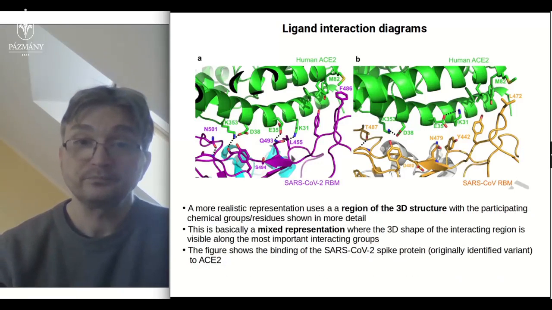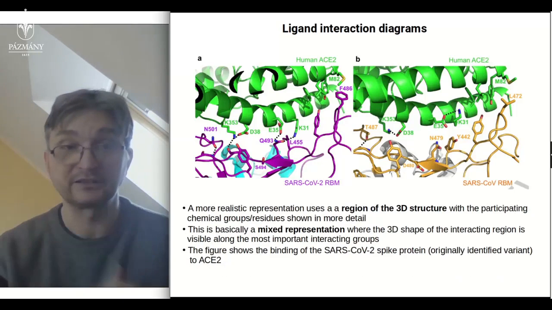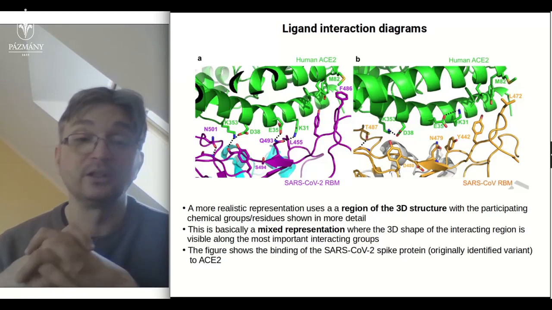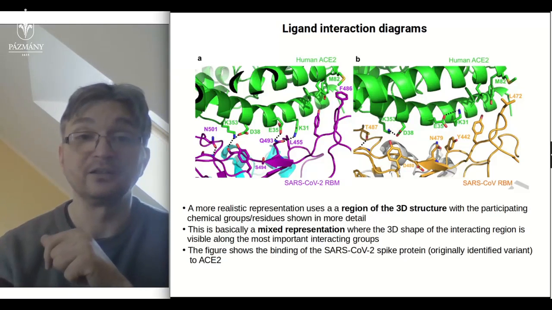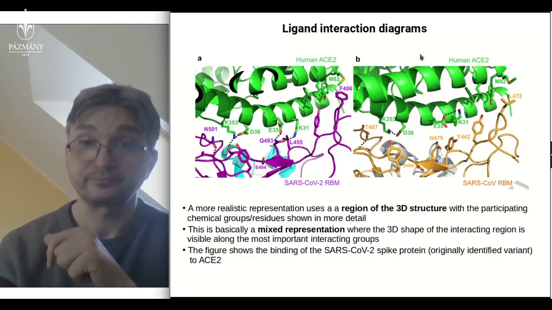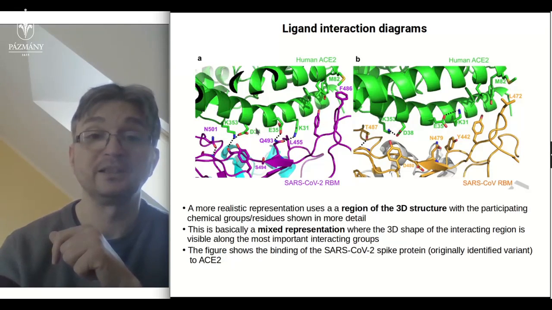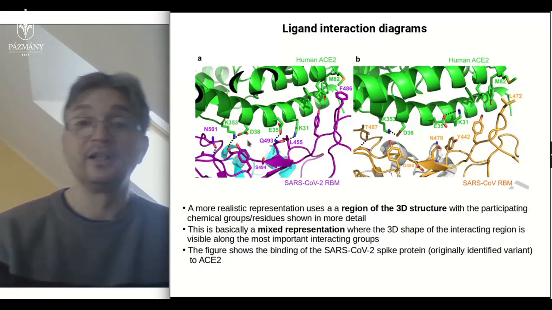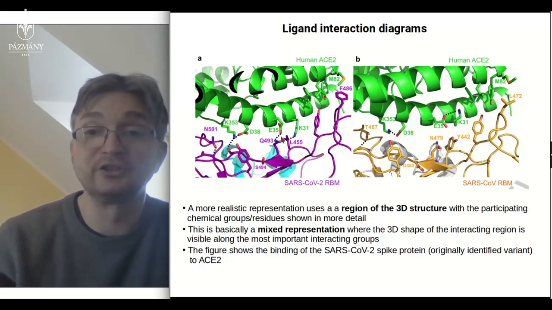Right. We can have other interaction diagrams here. These are between two proteins, the SARS-CoV-2 spike protein and the ACE2 receptor. You can see here that we have a mixed representation with cartoons for both proteins, and the most important residues participating in the interaction are highlighted with an all-atom representation, again without hydrogens, and you can see that the ionic interactions and hydrogen bonds are highlighted with these dotted lines.